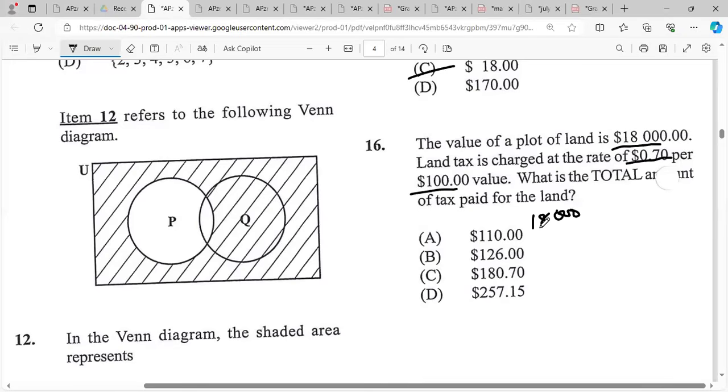So we divide, this cancels this, so it's 180, and then the rate is 70 cents. So I'm going to ignore the decimal point and just multiply. Put a 0, right? 700, 7856, 717, 5 plus that 12. Remember, we're supposed to have 2 decimal places.